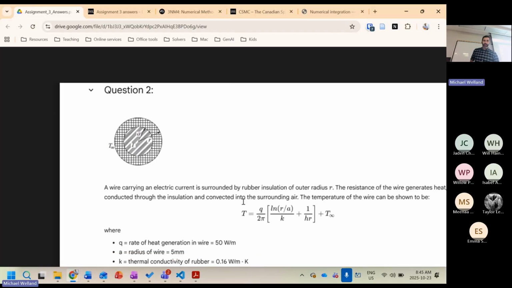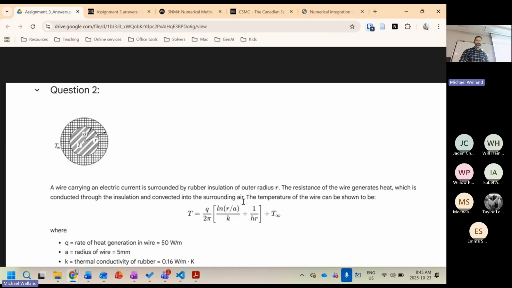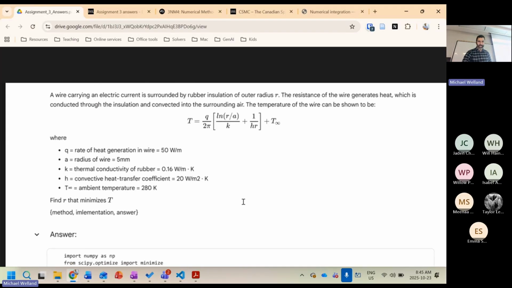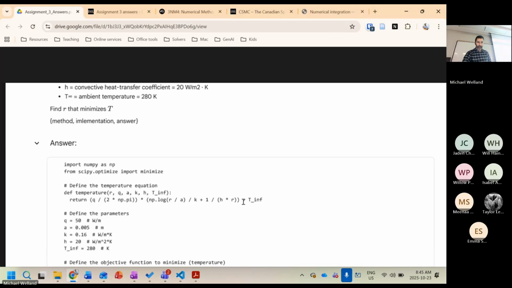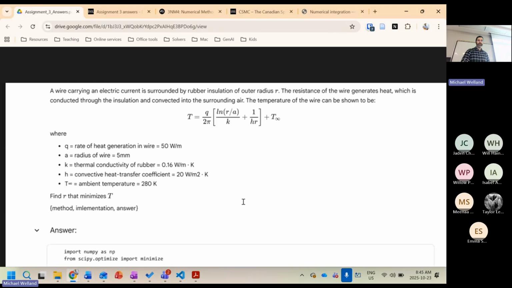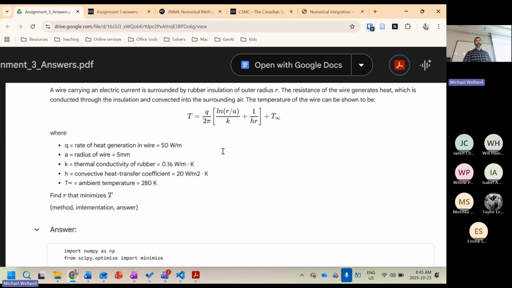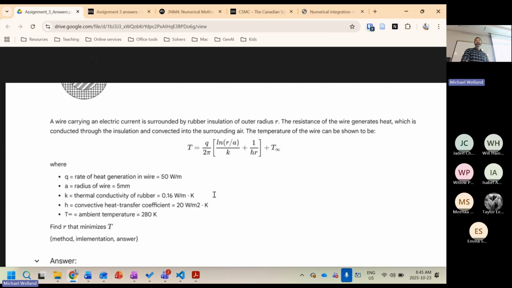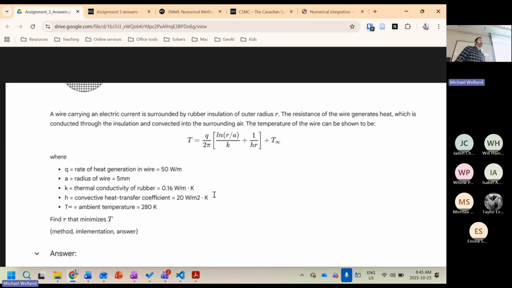Question 2. You've got the wire, you've got the charge. I give you the equation, and ask you to find the R that minimizes T. Okay, so this is a practical engineering one. You could have used whatever optimization method you wanted to get to the solution. The magic here is what are some of the things that you encountered when you were going into this? Because I just gave you the entire optimization toolbox.